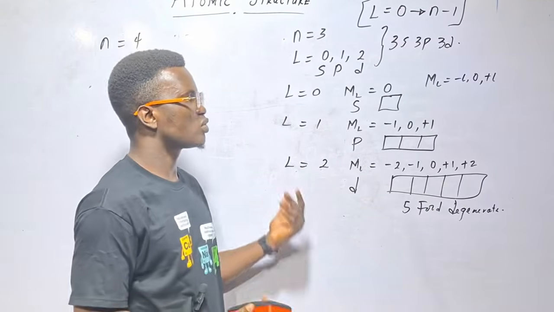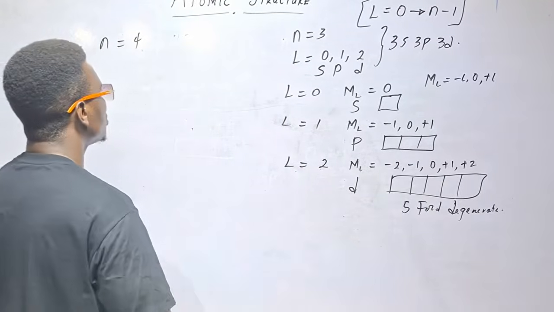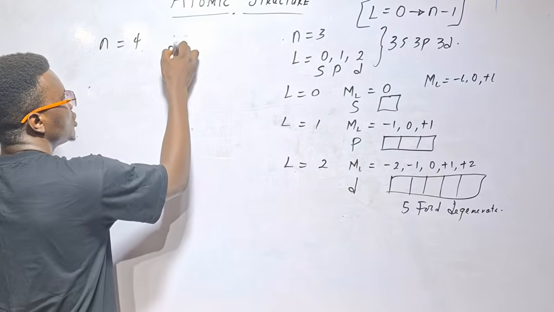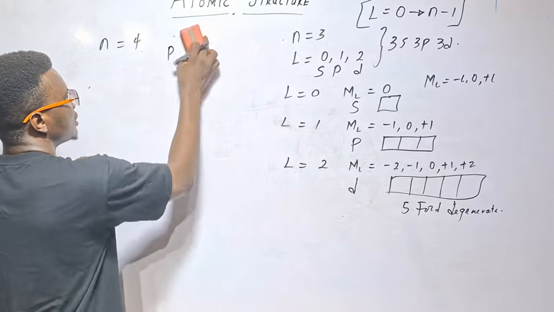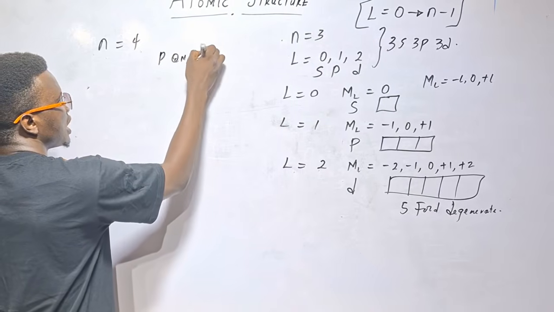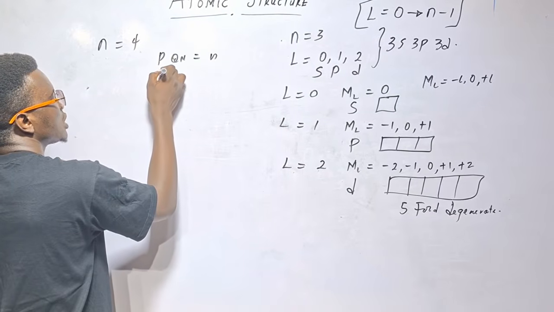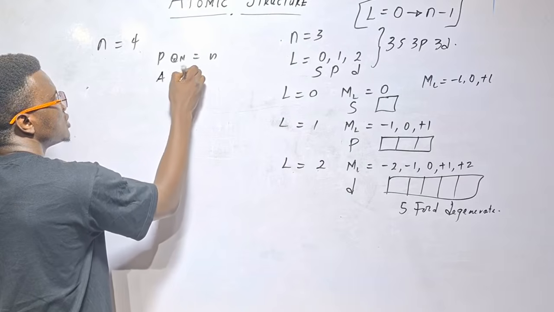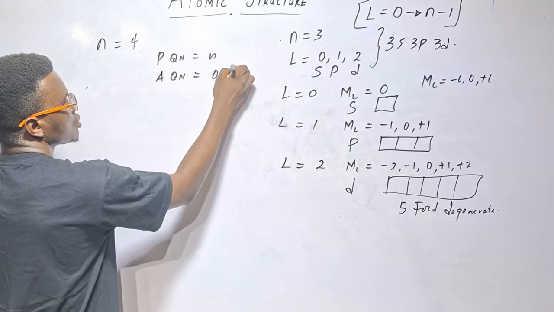So can you try for when n is 4? Determine the values of L and determine the values of M sub L. So when n is 4, what are the values of L you are going to have? What are the values of M sub L you are going to have? So that's what that part is talking about.